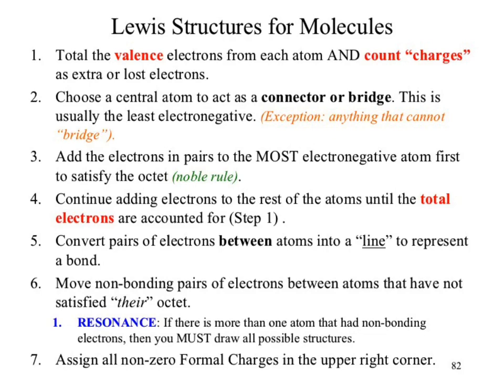The next one, choose a central atom to act as a connector or bridge. This is usually the least electronegative. Because what are the most electronegative going to do?